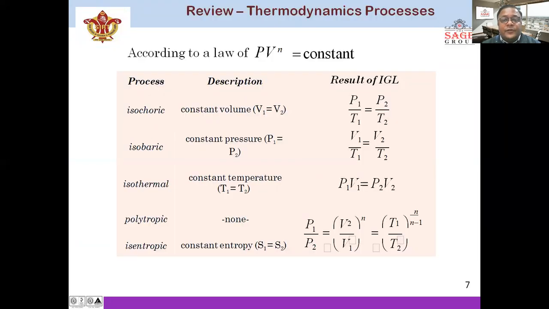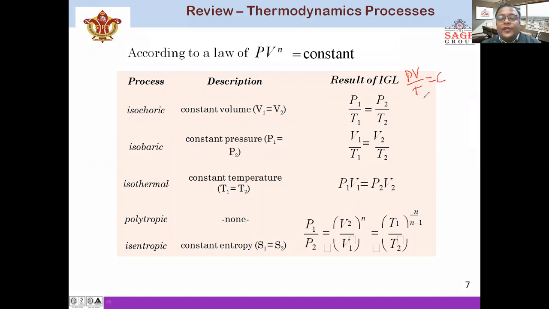These are the thermodynamic processes. It is a review, because in the thermodynamics chapter the isochoric process was already discussed. It is also called the constant volume process, where the volume remains constant during the heating or cooling of the gas, and it is a result of the ideal gas law, IGL. This is the formula: P1/T1 = P2/T2. It is obtained from PV/T = constant, which is called the ideal gas law.